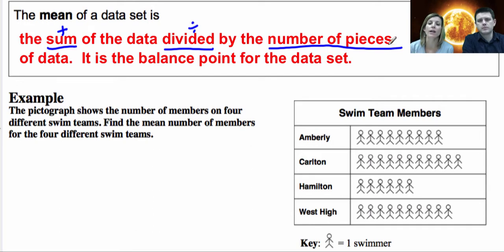If you think about a pan balance, that's what they call them in science, kind of balancing your highs and your lows. You're balancing your highs and your lows so that your balance beam is completely even.